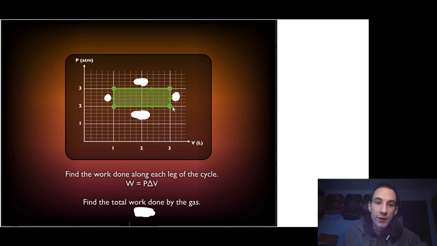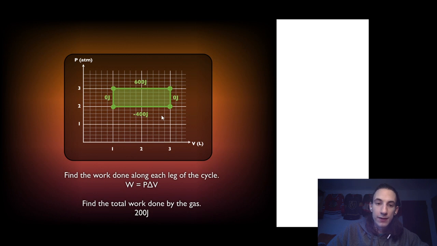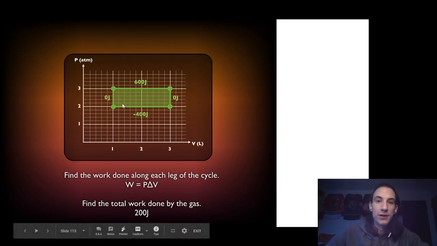Here we have no change in volume. And here we have a negative. So that's going to be 2 times 2, so that's going to be 4. And again, we're going to call that negative because we're looking at work done by the gas. So we have 6 and 4. And then we have to take into account the units, which I didn't do. So we have 600, 400, and that gives us 200 done by the gas.